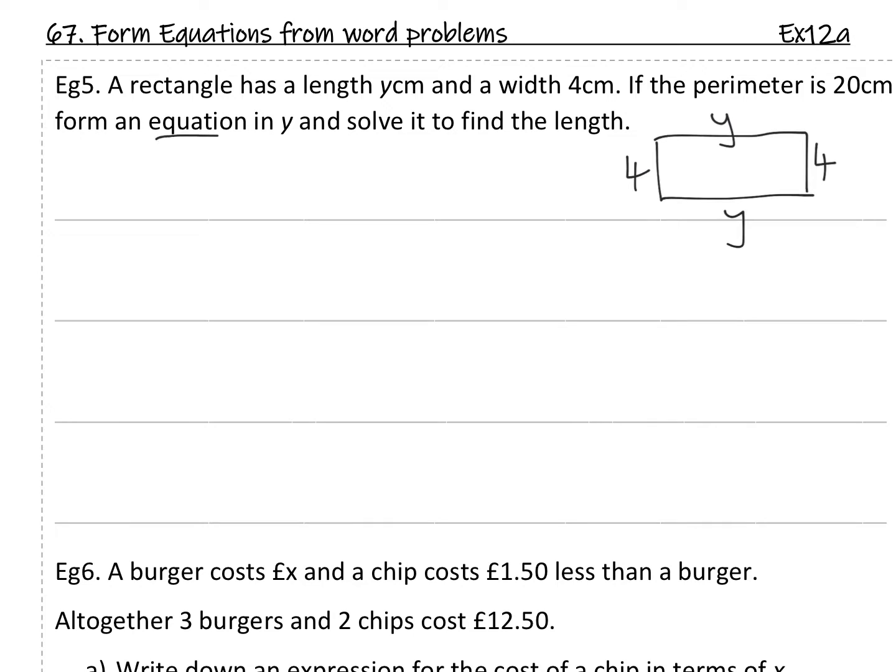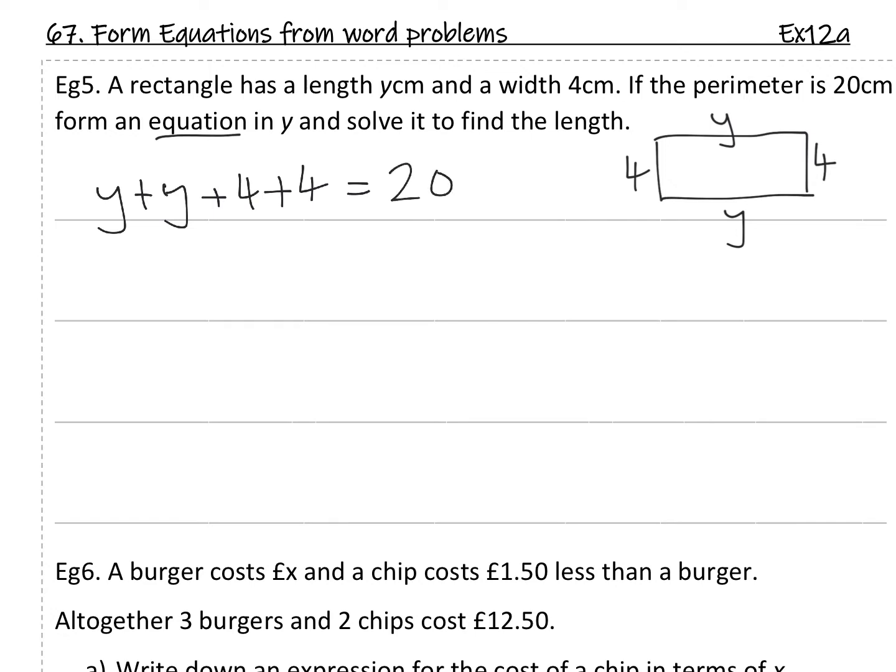To form an equation, we're going to need some information to connect the variables. So the y and the 4, we're told the perimeter is 20. So what is the perimeter? It's the distance around that shape. It's the y plus the other y plus the 4 and plus the 4. We're told if we add up together, we get the perimeter, which is 20.